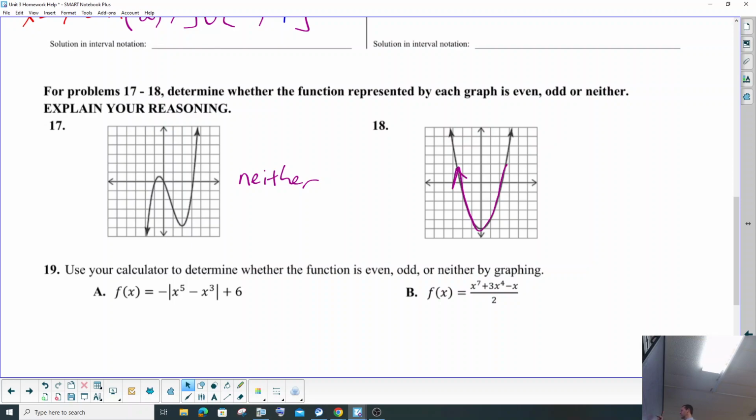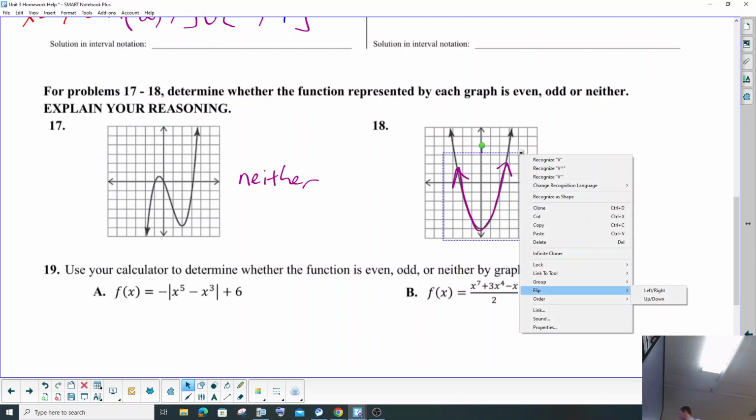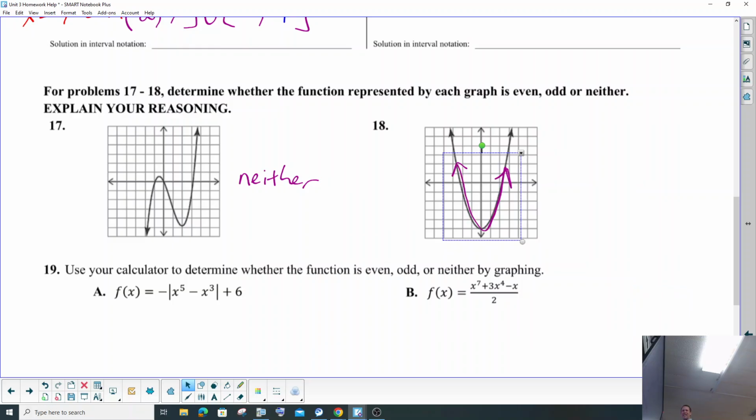Ooh. So this one does flip, doesn't it? So if you flip this one to the right or to the left, boom, look, it's the same thing. So that means it's even, right? And what would an odd graph look like? What would an odd graph look like?